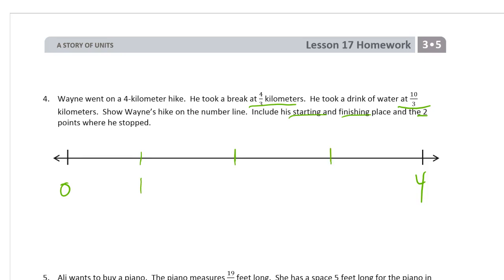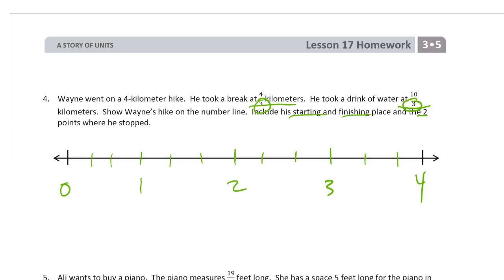So there's 1, 2, and 3, just like their fourths, right? And now we're looking at thirds for the denominators for his break and his water break. So each whole number is going to have to be chopped up into thirds. So that's 2 there, and 2 there, and 2 there, and 2 there.